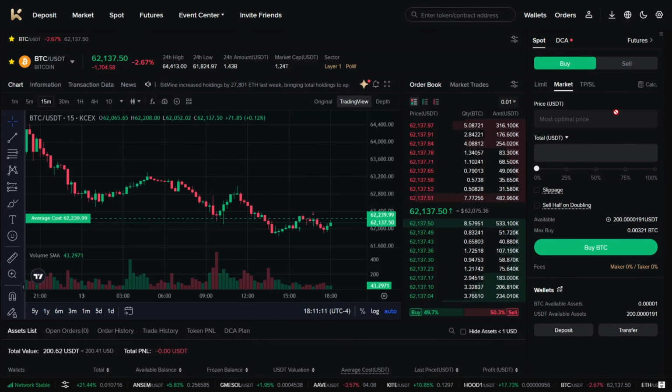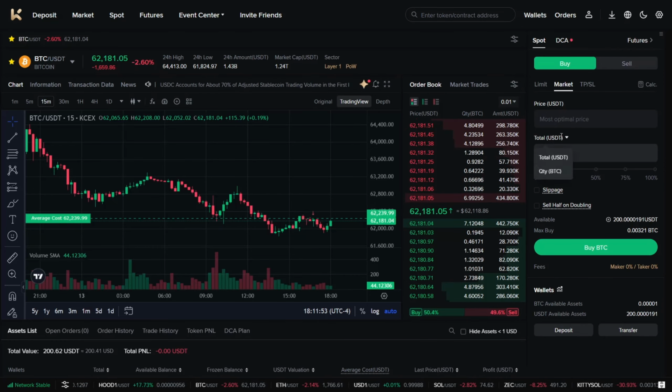Next, let's look at the different orders you can make when buying and selling an asset on KCEX. First, we have a market order. A market order buys or sells immediately at the best available price. It's simple for beginners, although the final price can change slightly while the order fills. Under unit settings, we can use total USDT or quantity BTC. Total USDT is usually easier because you can simply choose how many dollars worth of Bitcoin to buy.